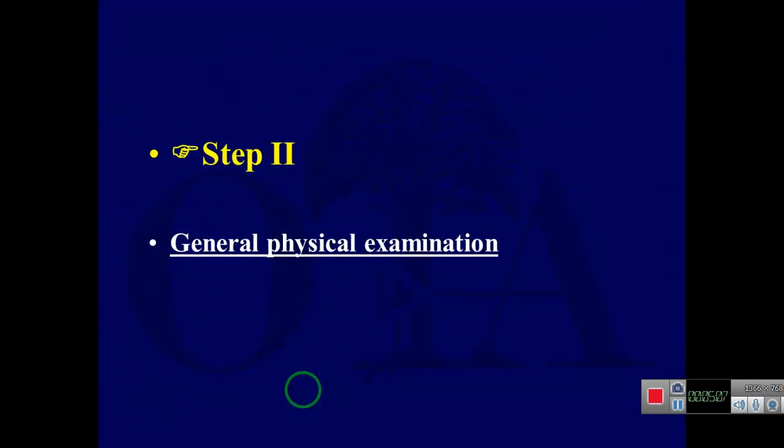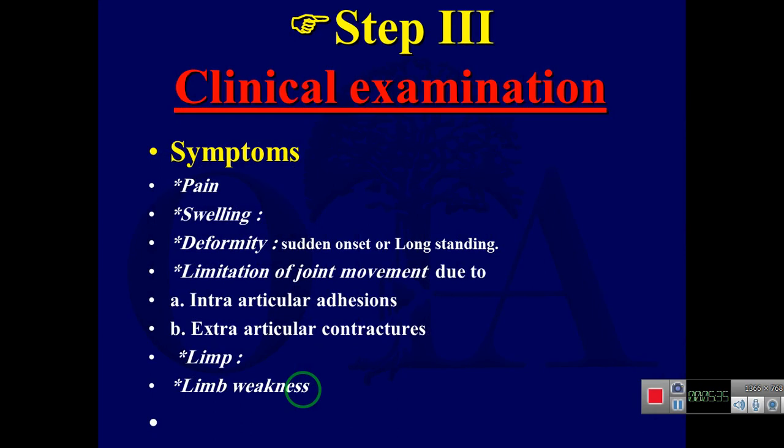Number 2, general physical examination. A good general physical examination from the head to the toes gives vital clues in the diagnosis of most of the orthopedic disorders, particularly generalized disorders of the skeleton, like metabolic bone disease, rickets, or developmental disorders like osteogenesis imperfecta. The third step is the clinical examination, and we start with symptoms.